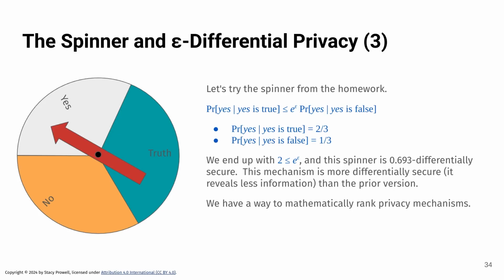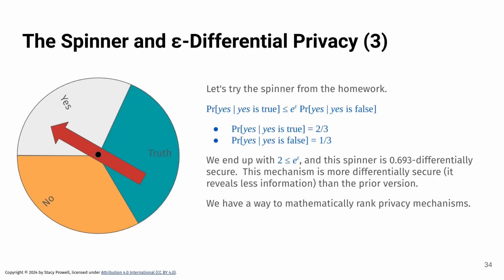What about the spinner from the homework? Remember it? We had those 3 sections. Each one was about 1/3 of the total circle. So in this case, what's the probability of answering yes, given that yes is true? Well, 1/3 of the time we're in truth, so we answer yes. 1/3 of the time we're in yes, so we answer yes. So that's 2/3. What's the probability of answering yes, given that yes is false? Well, that only happens when we land on yes. So we have the probability of answering yes, given that yes is true, as 2/3. And the probability of answering yes, given that yes is false, of 1/3.